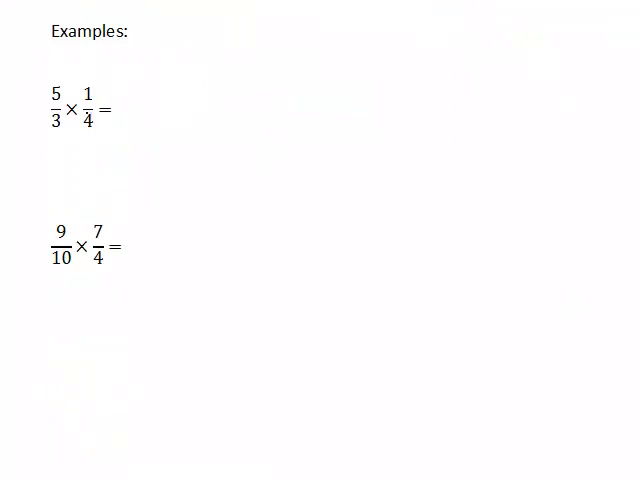Start with 5/3 multiplied by 1/4. Again, we multiply our numerators together. 5 multiplied by 1 is 5. We multiply our denominators together. 3 multiplied by 4 is 12. 5/3 multiplied by 1/4 is 5/12.